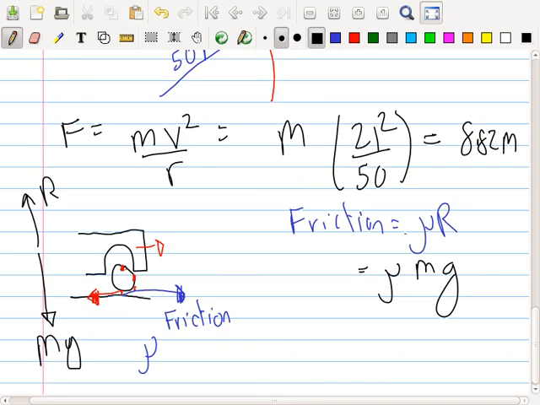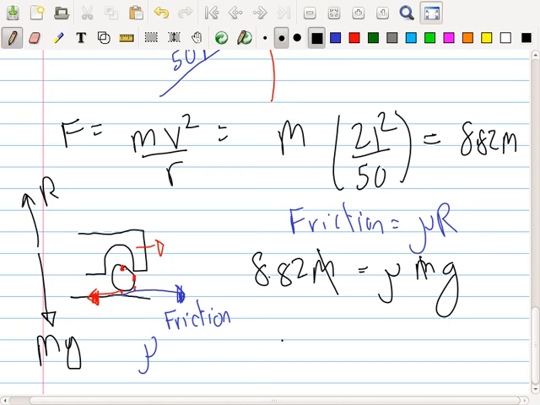Now, friction is what's driving the car. That's the force that makes it go. But what type of force is this? It's a circular force. And what did we calculate that to be? 8.82 m. What happens to the m's? Yes, there's m. It's the mass, not meters.